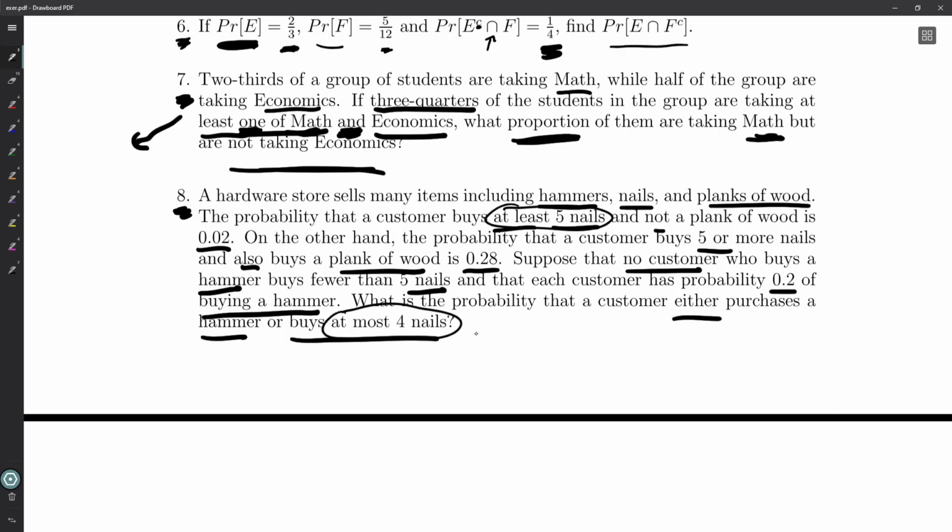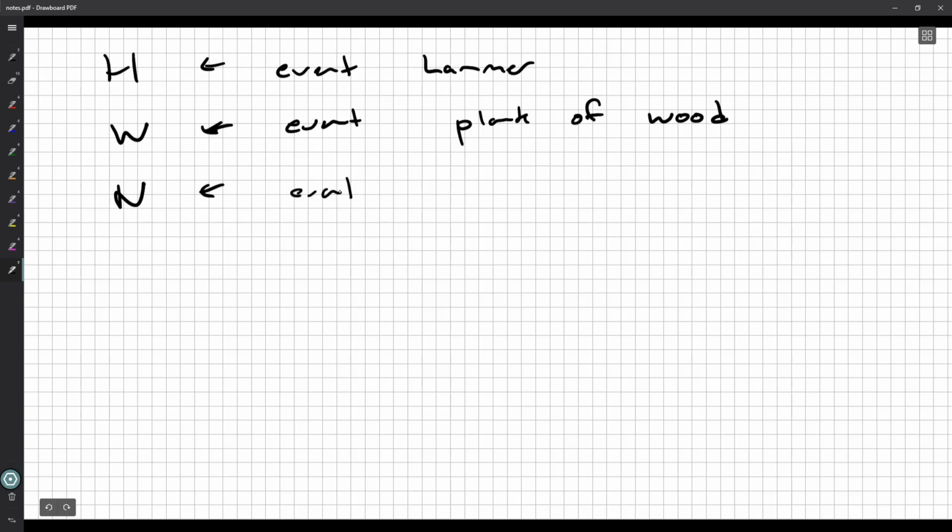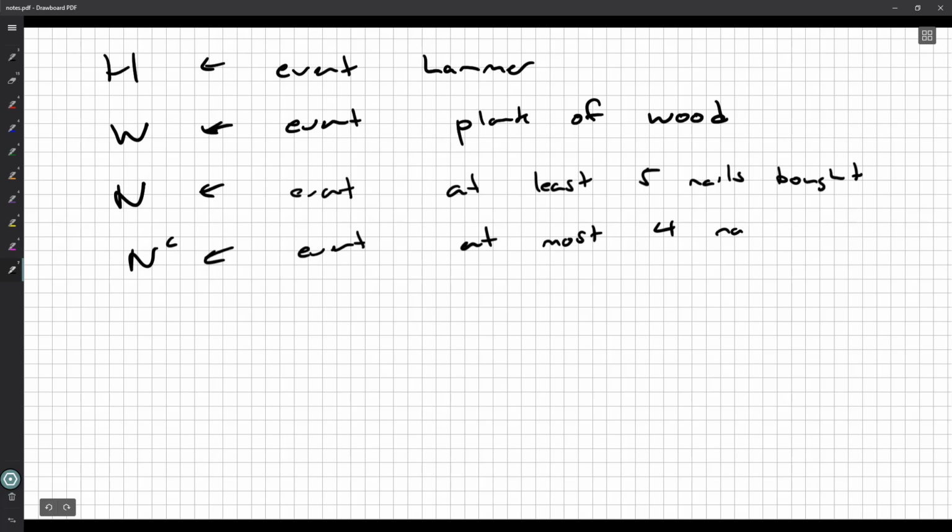As we might remember from some of our counting problems, these are the exact opposite of each other. If I've got at least 5 nails, I've got 6, 7, 8, 9, 10, some number of nails. If I've got at most 4, I have the numbers I didn't just list: 0, 1, 2, 3, 4. We'll let at least 5 nails be event N, and so immediately I know N complement is the event that at most 4 nails was bought. A little tricky in our language problem, but there we go.